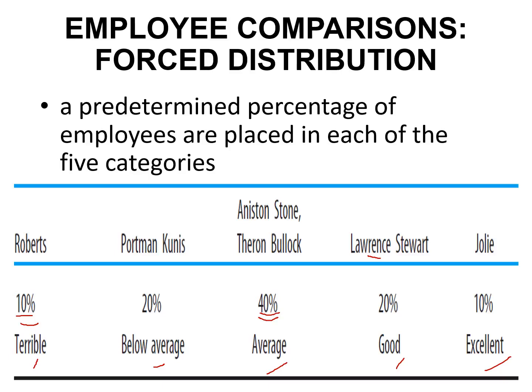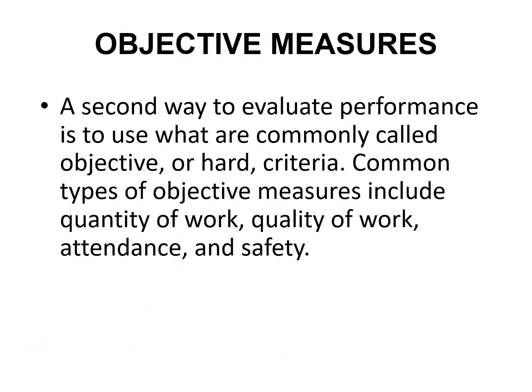And say for example, you're angry toward Roberts, you put Roberts in the terrible rating. Does Roberts deserve a terrible rating? Perhaps not. But because of forced distribution, he was rated as terrible. Okay, so that's one reason for you not to use the forced distribution technique, because you're forced to fill up these categories, but not all the time are there terrible, nor very good, nor excellent employees in your unit. That's why do not rely so much on employee comparisons. And after this, we're going to discuss the more objective ways of rating performance.